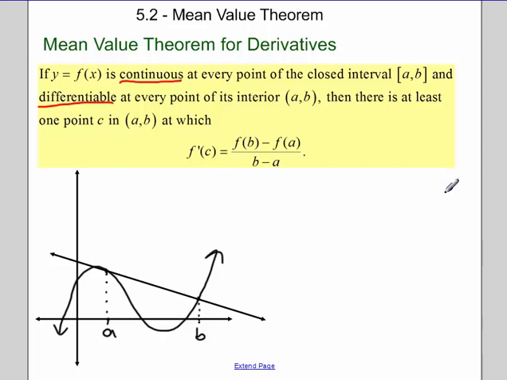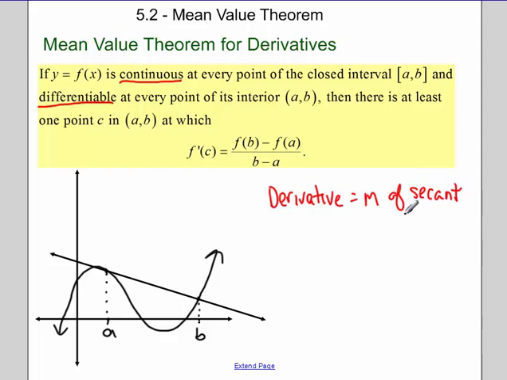Then there's at least one point c where our derivative at that point equals the slope of the secant line. So keep that in mind. So the derivative at some point equals the slope of the secant line.